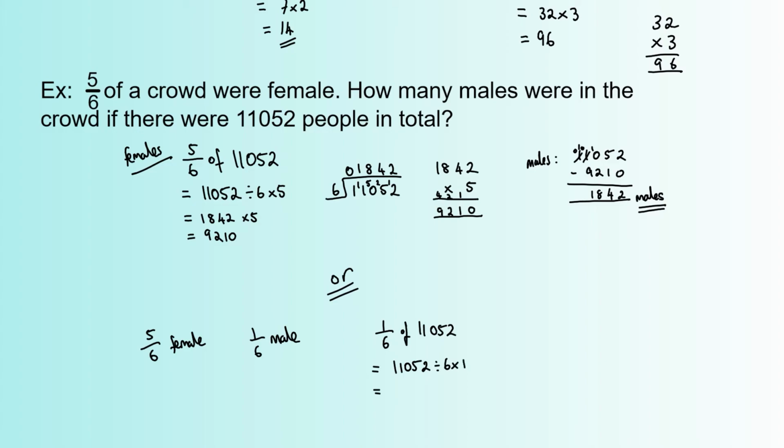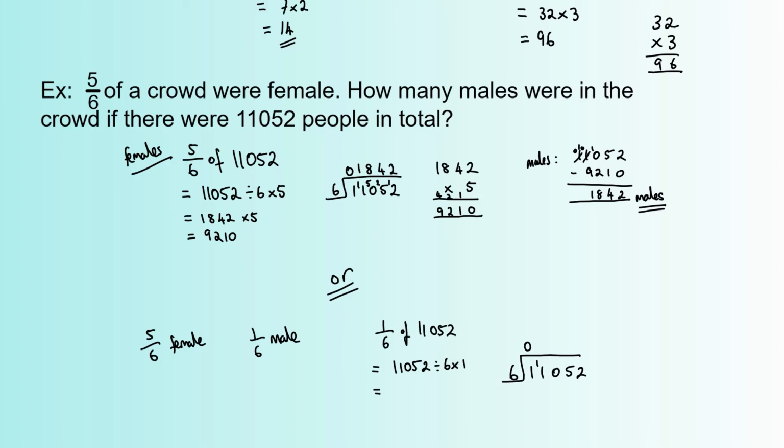And then that makes it actually a little bit easier here, because the multiplying by 1 means the answer is just going to stay the same. So that saves us a little bit of time with that working. So we can just set out 11,052 divided by 6. How many 6s go into 1? 0, carry the 1. How many 6s in 11?